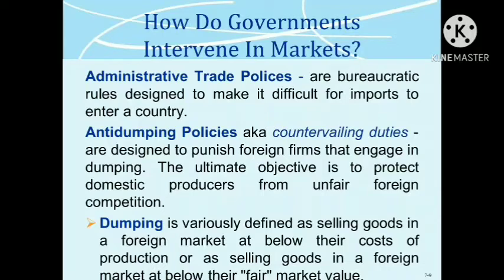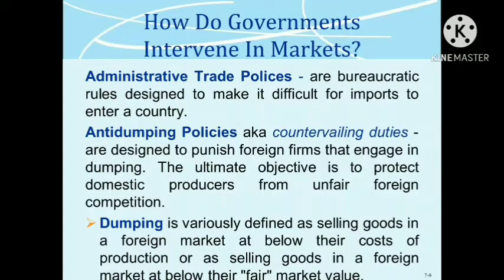In addition to the formal instruments of trade policy, governments of all types sometimes use informal or administrative policies to restrict imports and boost exports. Let's say administrative trade policies. So these are bureaucratic rules designed to make it difficult for imports to enter a country. It has been argued that the Japanese are the masters of this trade barrier. In recent decades, Japan's formal tariff and non-tariff barriers have been among the lowest in the world.